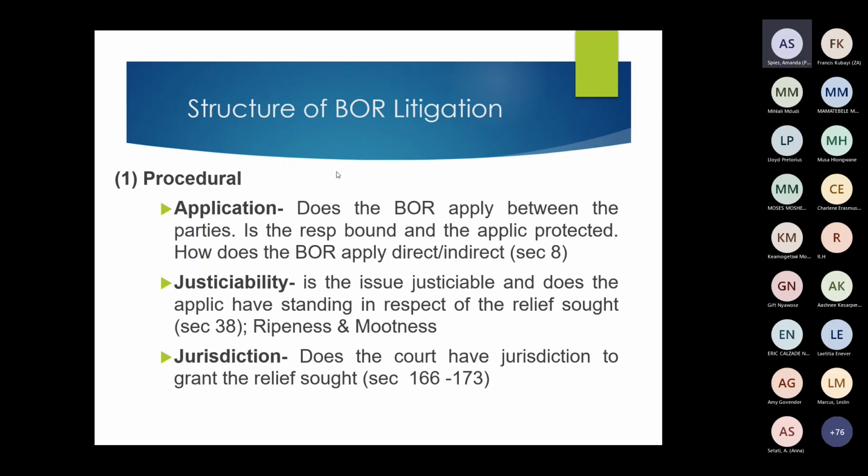So we are going to focus on the structure of Bill of Rights litigation. There's basically mainly three stages. It's procedural, substantive, and remedial. The procedural stage is broken down into three substages. So first of all, application, then justiciability, and then jurisdiction. And then the substantive stage has also got some subsections, but let's focus first on procedural.